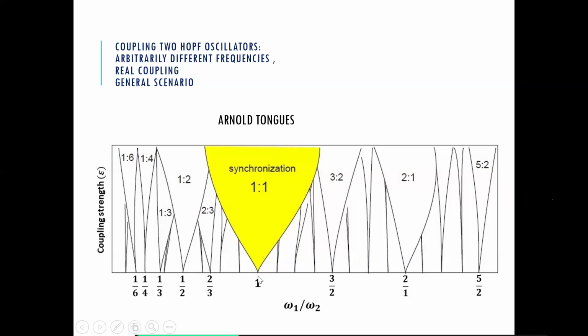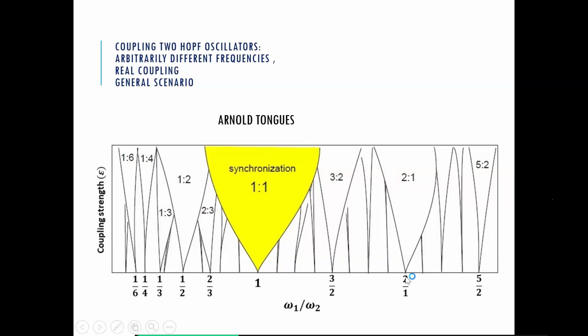If the frequency ratio is exactly 1, I don't need any coupling at all. They'll oscillate at the same frequency with a fixed phase. But if there's a deviation from 1, as the deviation grows, I have to use stronger and stronger coupling to force them to come to a common frequency. That's what is shown by the yellow triangle.